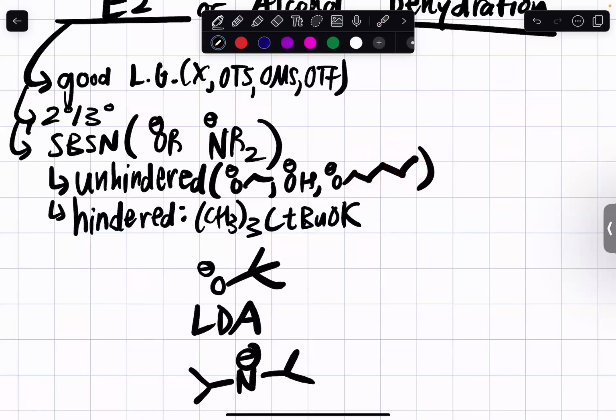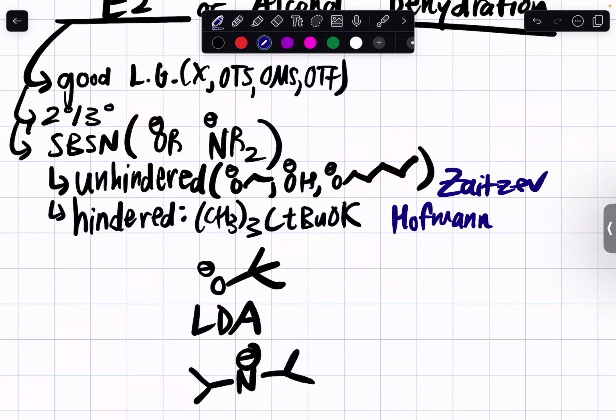And do you remember which one gives you the Zaitsev product and which one gives you the Hofmann product? Would it be unhindered gives you Zaitsev? Yeah, that's right. Unhindered would give you Zaitsev, and Hofmann, I mean, hindered would give you Hofmann, right? Where Zaitsev, you could think of it as the more stable double bond. Hofmann will give you the less stable double bond.